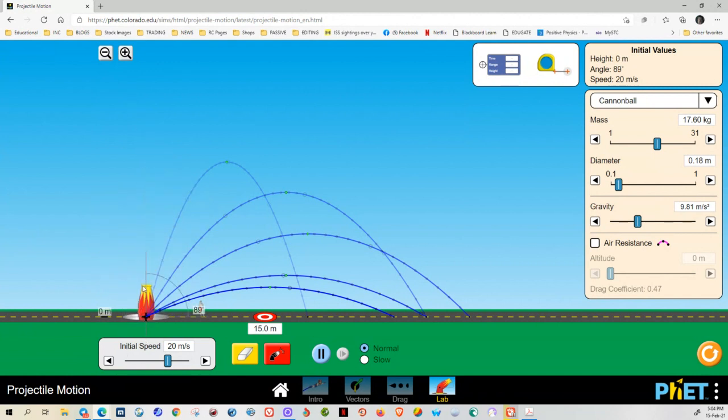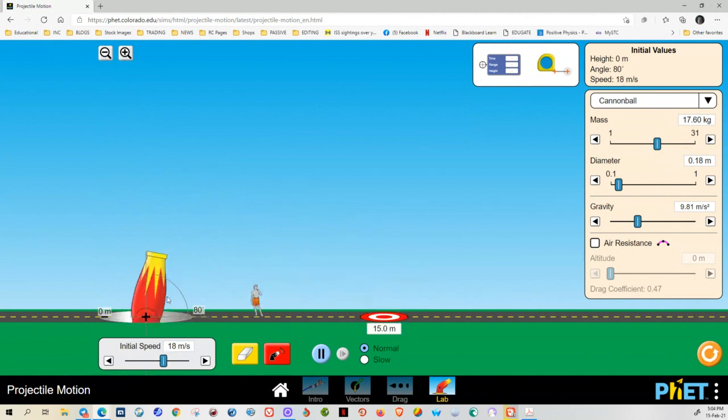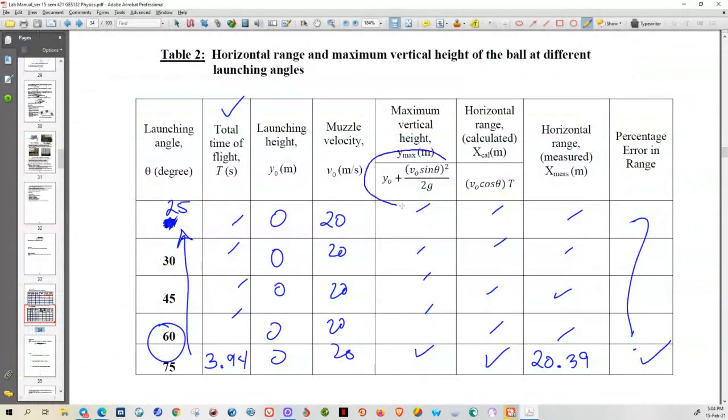But the thing is, let's reset everything. Why we want to launch at 0 is because of this equation here. Y initial is the height of the cannon. But in order to simplify this rule, we can remove Y initial by making this 0. That's the only reason. Okay, Shabab, any questions?